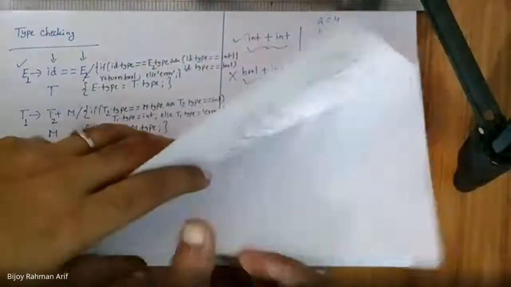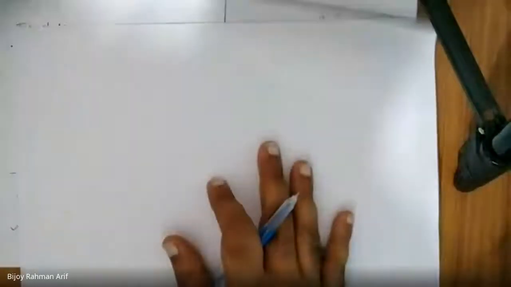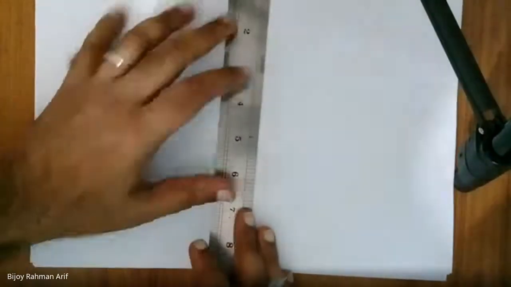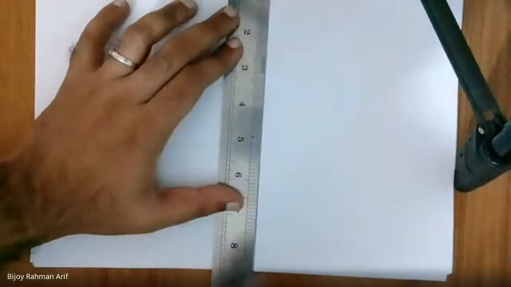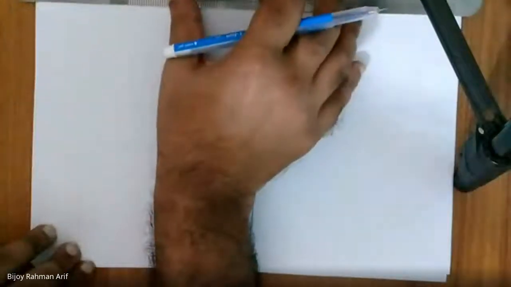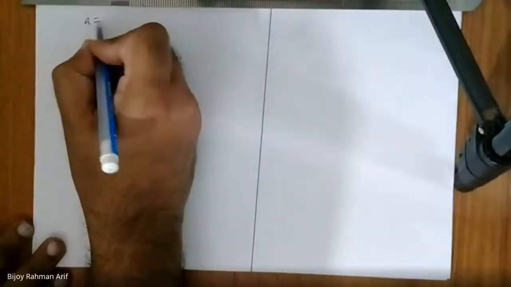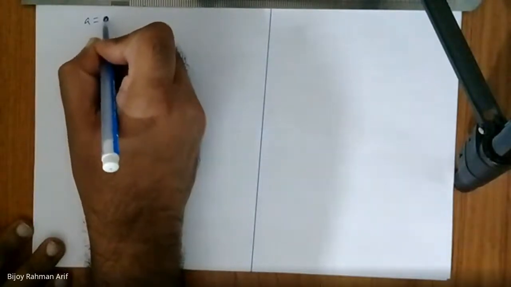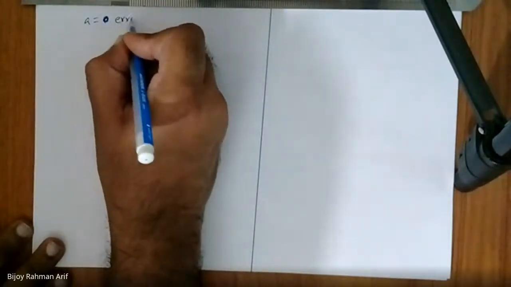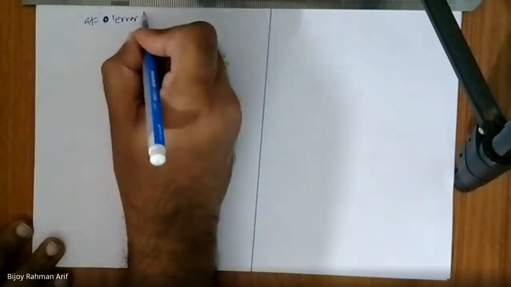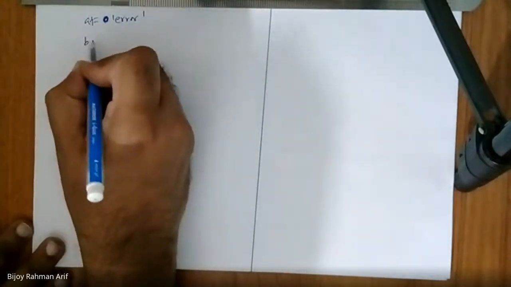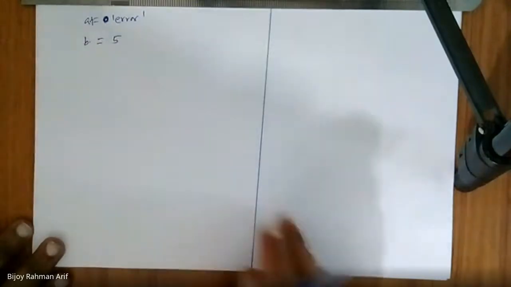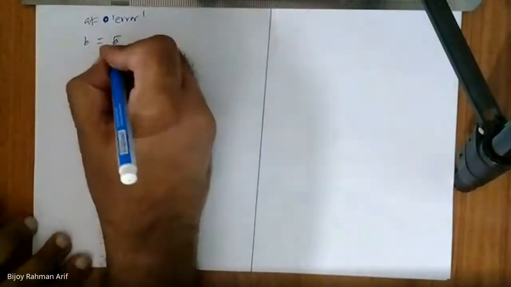Now let's take this one. Let's assume like this. Let's say A equal to error. I know that A.T is error; somehow we know that A.type is error. And B is equal to 5. Now what happens? B is also error. Let's say like this.